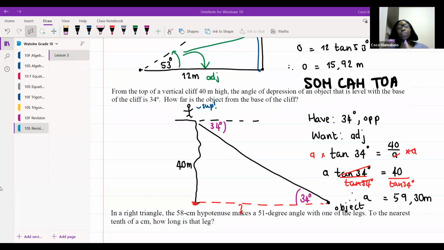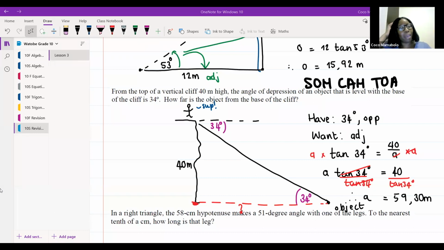Okay, for those of you who didn't quite get it and you got 48 comma something, I suspect that you guys used cos instead of tan.